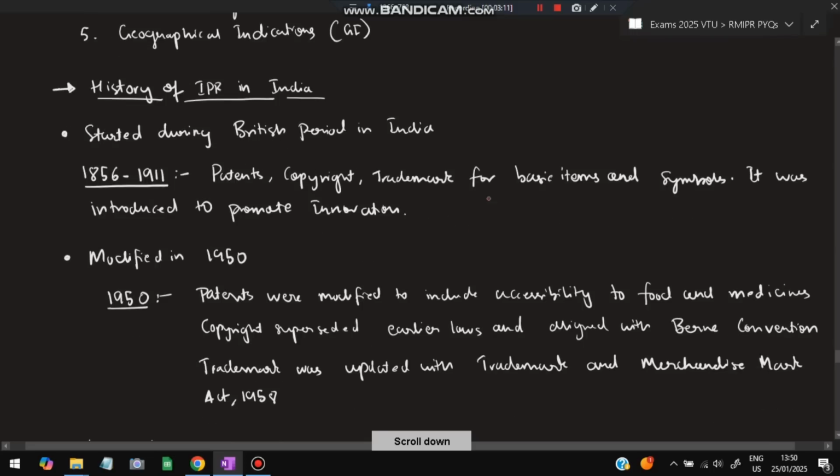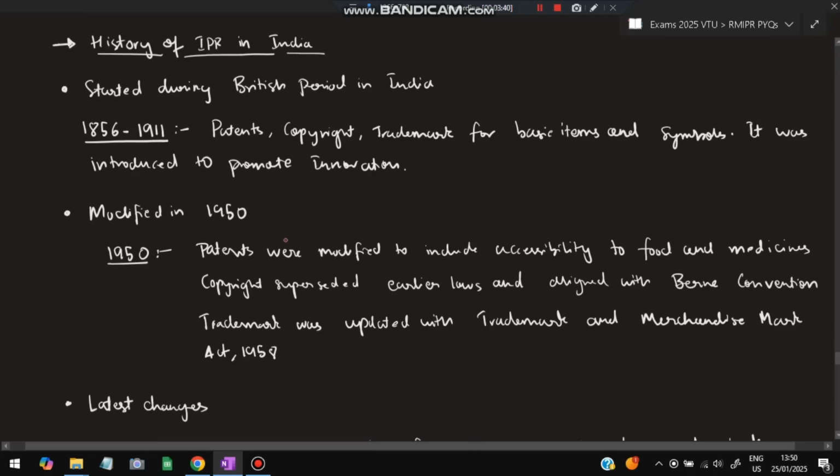Now, the history of IPR in India. The history of IPR started during the British period itself, in 1856. The British introduced this law to protect people who were inventing, the patents, the copyrights, the trademarks or symbols, and the art, from duplication, and to promote innovation. It existed from 1856 to 1911, and it was modified post independence, after 1950.